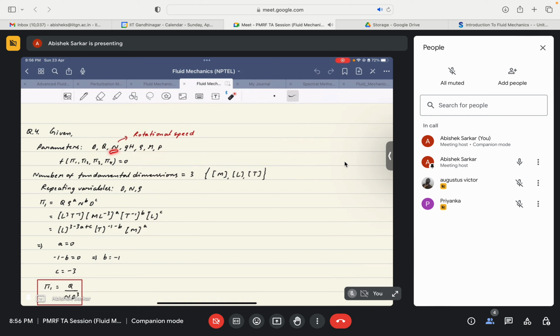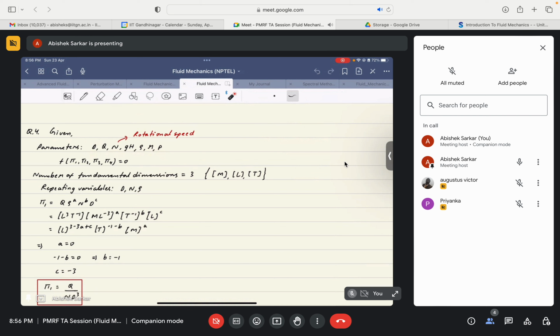Again, N stands in for the velocity scale, but actually it is the angular velocity. They are giving rotational speed, right? So its dimension would be T to the power minus 1 rather than L T to the power minus 1, because velocity has dimension L T to the power minus 1, but since it is angular velocity, it will have T to the power minus 1. And I choose the next repeating variable as rho, density, instead of mu. I could have chosen mu also, that's not a big issue, but I choose rho.